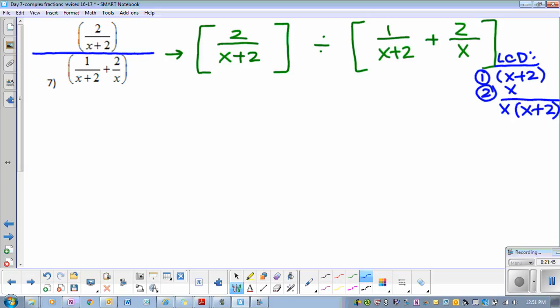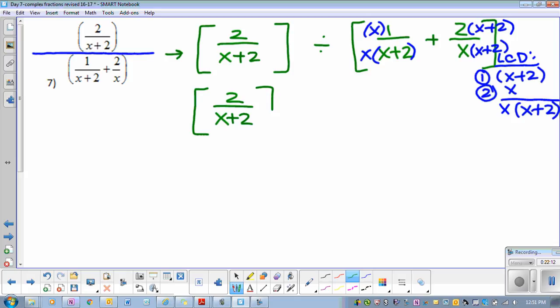So now, remember, each of these fractions wants to look like the LCD. What is this first one missing? An x. Thank you. Remember, whatever you do on the bottom, you do to the top. What is the second one missing? x plus 2. Okay. So now I'm going to rewrite this very neatly. I'm going to write it a little bit smaller this time. I went a little crazy with my handwriting before. Okay.